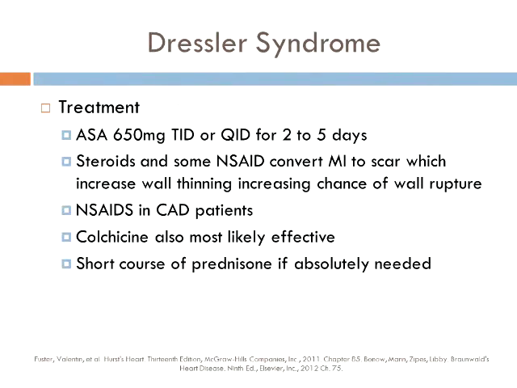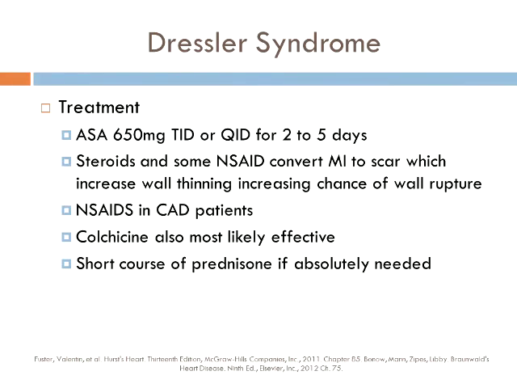NSAIDs, we're always wary of NSAIDs in coronary artery disease patients. And then colchicine, possibly effective in these patients. We've not seen a lot of studies, but it helps in other types of pericarditis, likely to help in these. You can use prednisone if you absolutely have to, but once again, we caution it.